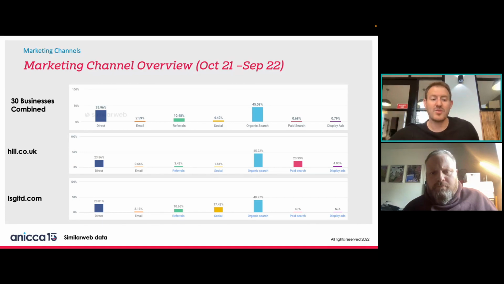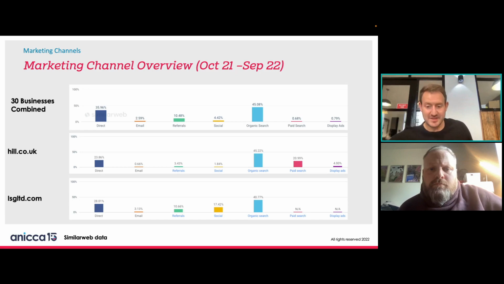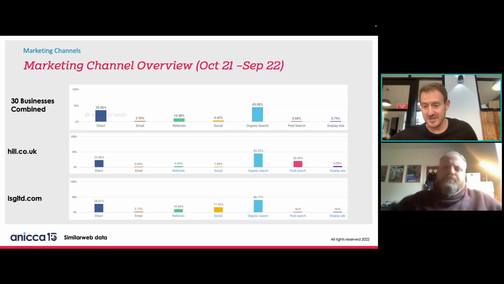Looking at a couple of individual businesses that I've plucked out here, two very different, varying examples of how this traffic differs and how their marketing channel usage differs as well. So hill.co.uk, 21% of their traffic is coming through paid search and also 4% from display ads. All of a sudden, you can see one business that is utilising those paid channels to great effect. And then you can also see LSG Limited, who has a very similar split in terms of direct and organic traffic as the rest of the combined group, but they have a huge percentage of their traffic being driven by social as well. Very helpful to determine that these two businesses are using those channels well.